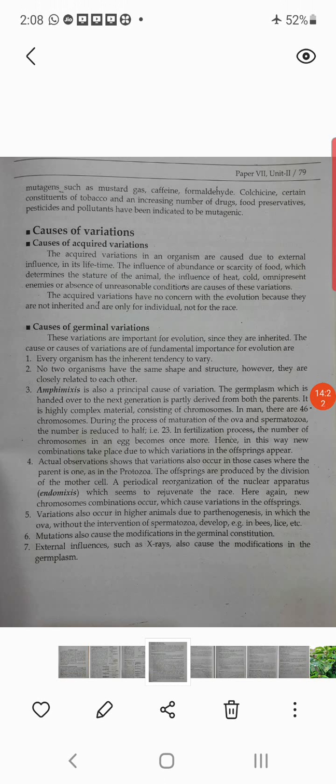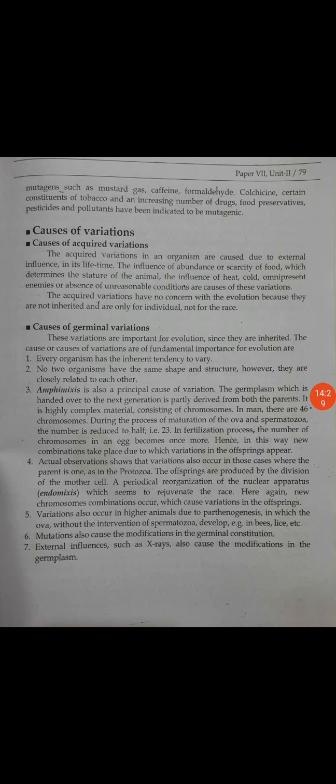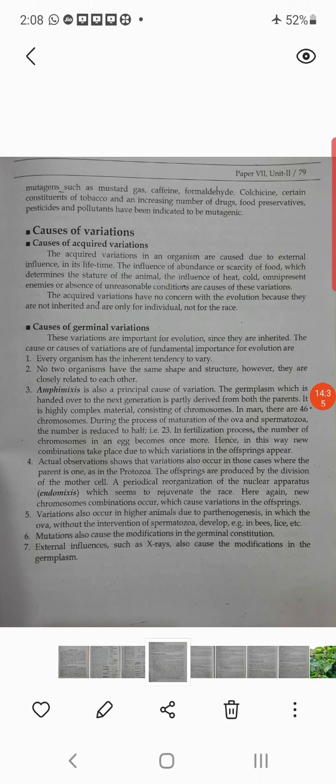Now causes of germinal variation. Germinal variations are so simple. These variations are important for evolution since they are inherited. Yes, they are very important and they are inherited because they are directly involved in the genes. These causes of variation are of fundamental importance to evolution, right? Every organism has an inherent tendency to vary. Okay, no two organisms have the same shape and structure. Then amphimixis is also a principal cause of variation.